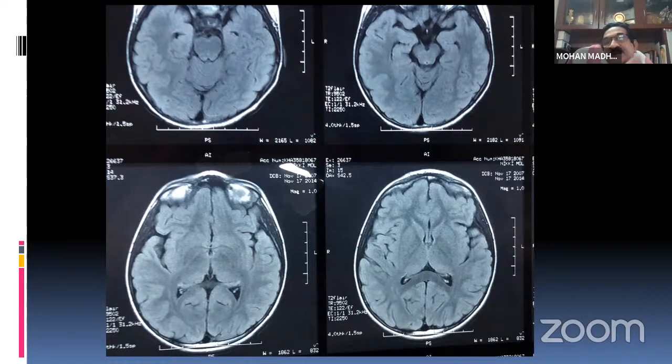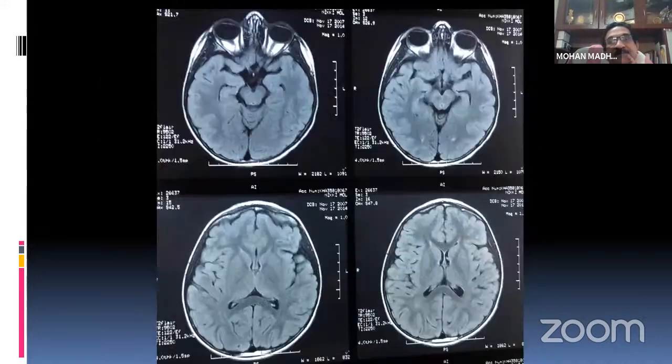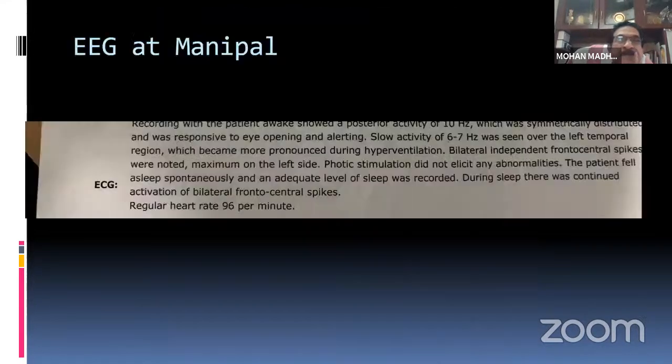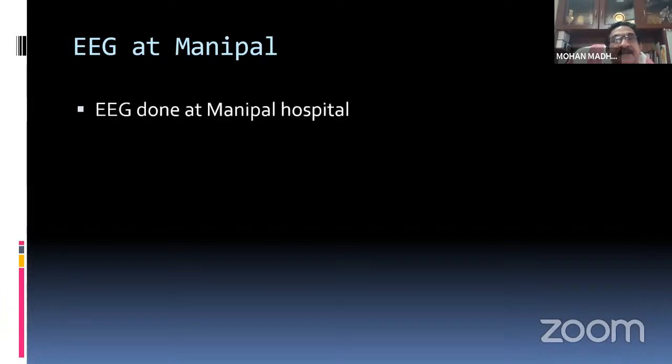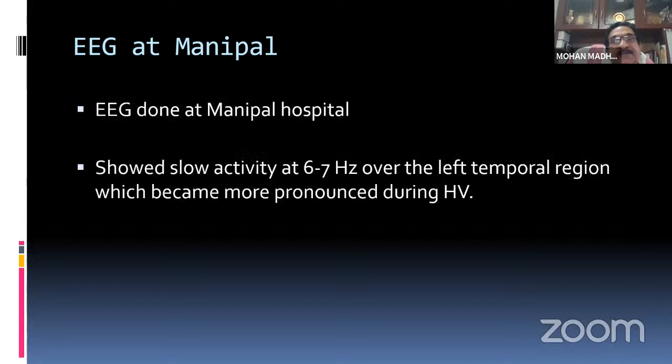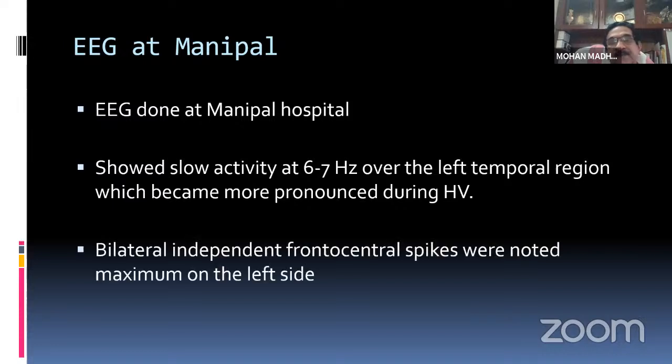Here, when I sent the patient, there was some posterior middle frontal gyrus hyperintensity. That was not there in the second MRI when sir repeated it. EEG was done, which showed bilateral frontocentral spikes. Initially it was only on the right side, now it has become bilateral. Slow activity of 6 to 7 hertz over the left temporal region became more pronounced on hyperventilation. Bilateral independent frontocentral spikes were noted, maximum on the left side.